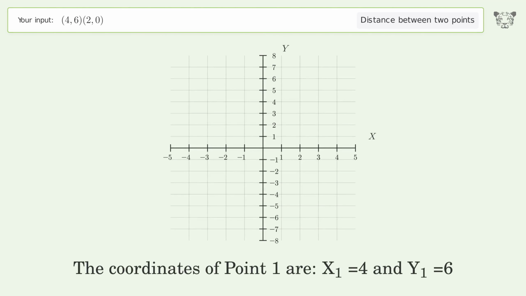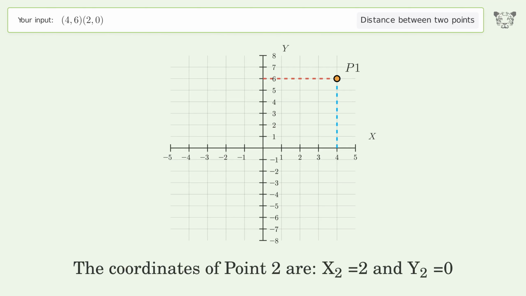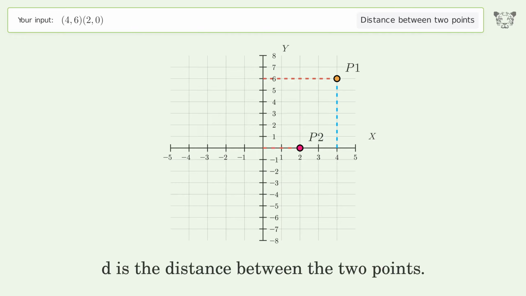The coordinates of point 1 are x1 equals 4 and y1 equals 6. The coordinates of point 2 are x2 equals 2 and y2 equals 0. D is the distance between the 2 points.